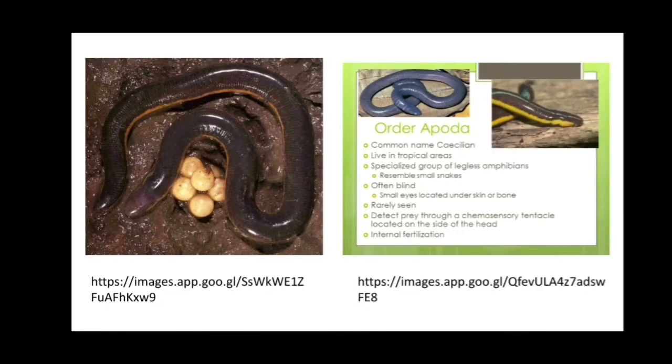You can see here that order Apoda lives in tropical areas, often blind and rarely seen, and they detect prey through chemosensory tentacles located on the side of the head, and the fertilization is internal in Ichthyophis.